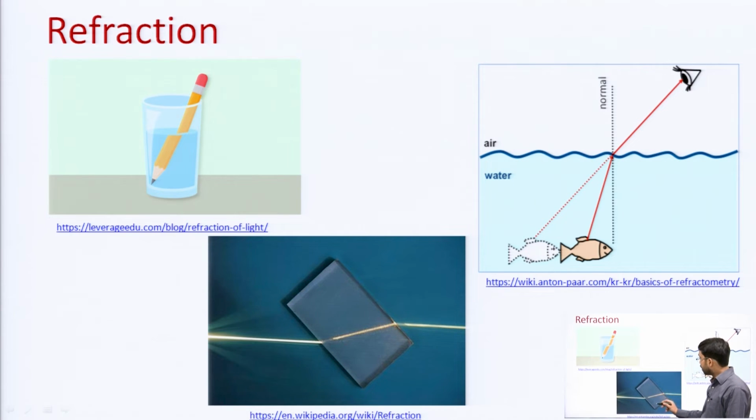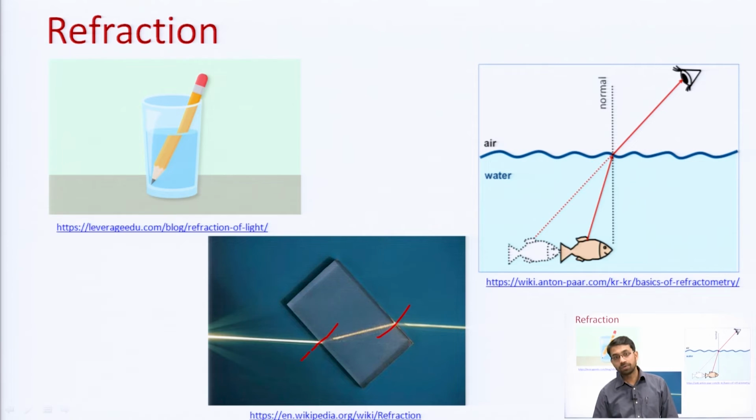This is a rectangular glass sheet and a light ray is coming over here. Look, it is bending towards the normal and then it is bending away from the normal. Where is the normal? If we draw the normal here, this is the normal. So, rarer to denser, it bends towards the normal, and denser to rarer, it bends away from the normal. Okay. So, this is refraction.